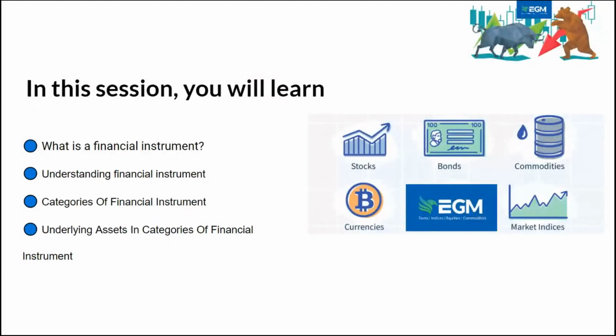Now, when we say underlying assets in categories of financial instruments, let's talk about the stocks market. In the stocks market, we get shares. It's generally where you can buy shares of public companies like Tesla, Amazon, Apple, Microsoft. Apple, Tesla, Microsoft, Amazon are underlying assets under the stocks market.